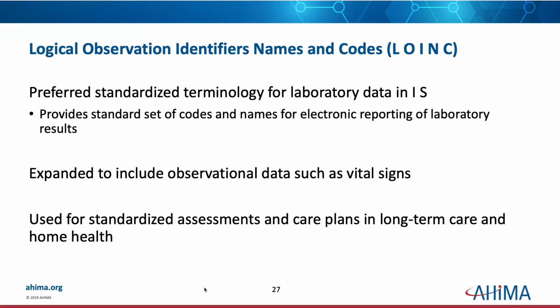Logical Observation Identifiers, Names, and Codes. Anytime you see LOINC, you're going to think lab data. It's the preferred standardized terminology for lab data in information systems. It provides a standard set of codes and names for electronic reporting of lab results. It has been expanded to include observational data such as vital signs and is used for standardized assessments and care plans in long-term care and home health. So please be aware of this information.